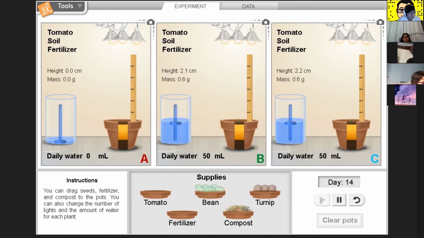So now we have the plants. They're starting to grow. It's day 17, day 20, day 22. And what do we notice about the plant in group A? It's not growing. It's not growing because it's not getting any what? Water. So is our hypothesis correct? Yeah. Right? Yeah, it's pretty good, right?